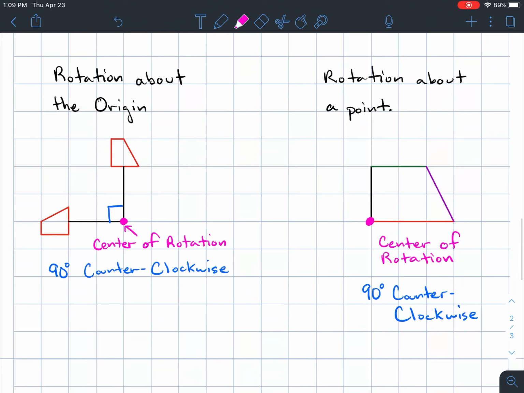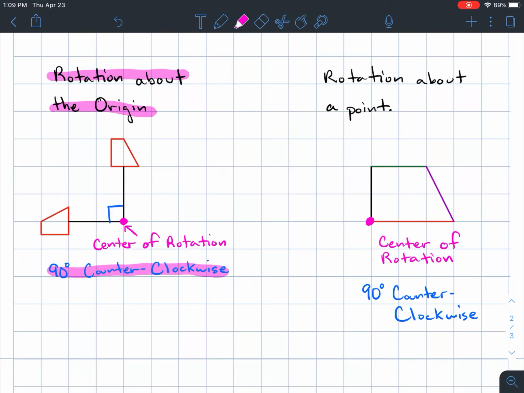Okay, last two generic examples. So rotations about the origin. So this is one type. When you rotate a shape about an origin, you have the string attached to the shape connected to the center of rotation, and you're rotating it however many degrees to its new location.